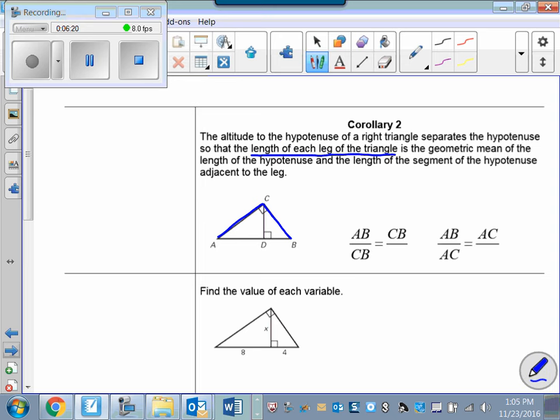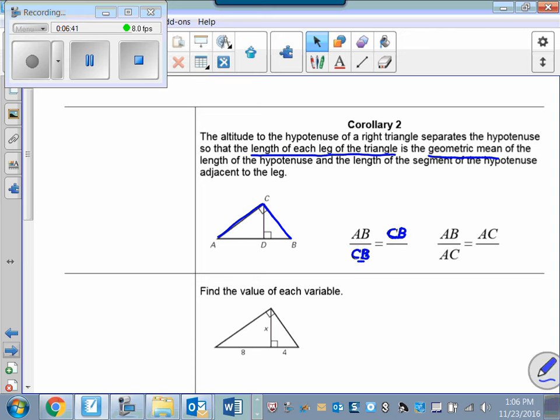Here's what it means. So the length of each leg. Let's start with CB, right? CB, the length of each leg, is the geometric mean. So I put CB here, because that's the geometric mean. That's what this corollary is telling me. But what is it the geometric mean of?